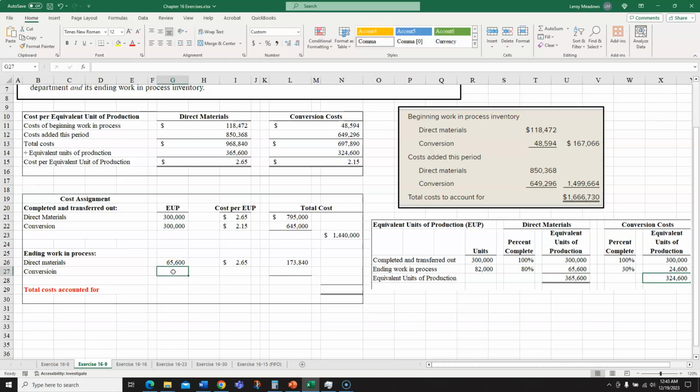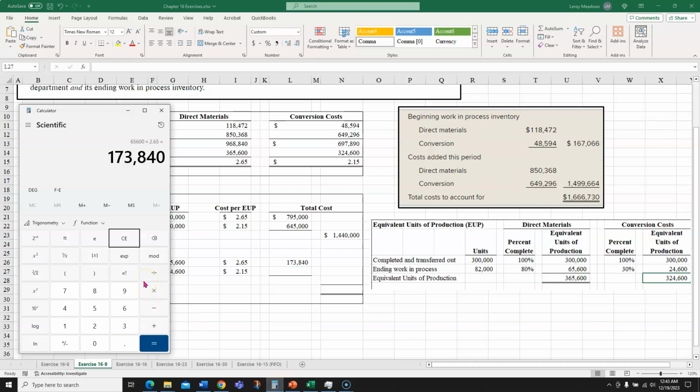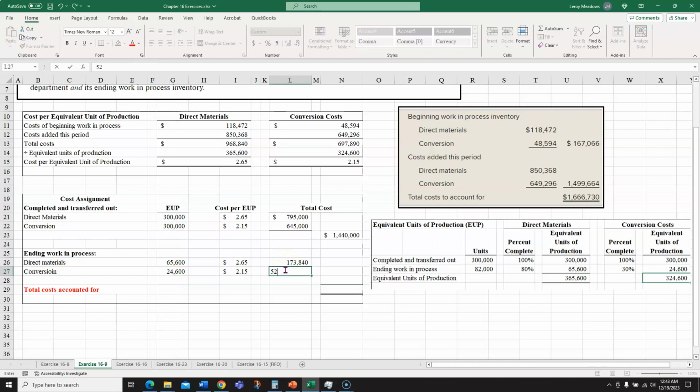Now let's compute conversion costs. Conversion costs, my equivalent units of production, 24,600 for my ending work in process inventory. I see that right here, 24,600 times my cost per equivalent unit up here, 2.15 for conversion costs. So when we calculate that out, okay, 24,600 times 2.15 will give me $52,890 worth of conversion costs. $52,890.